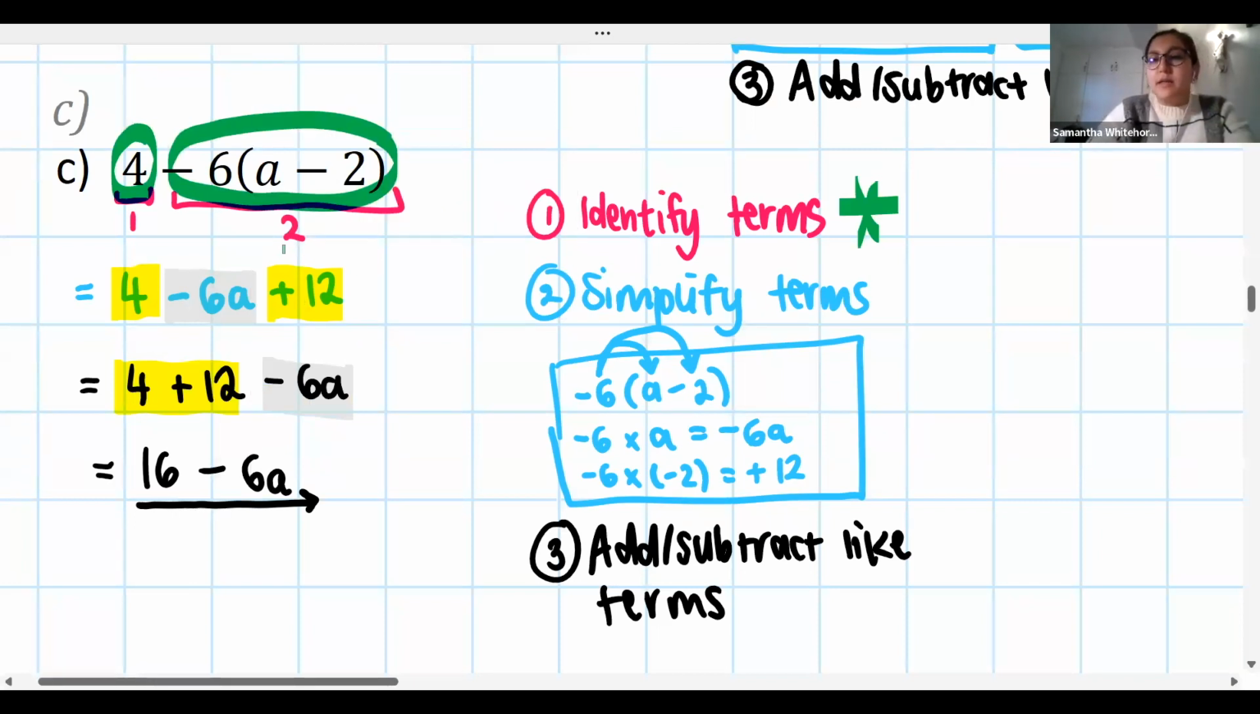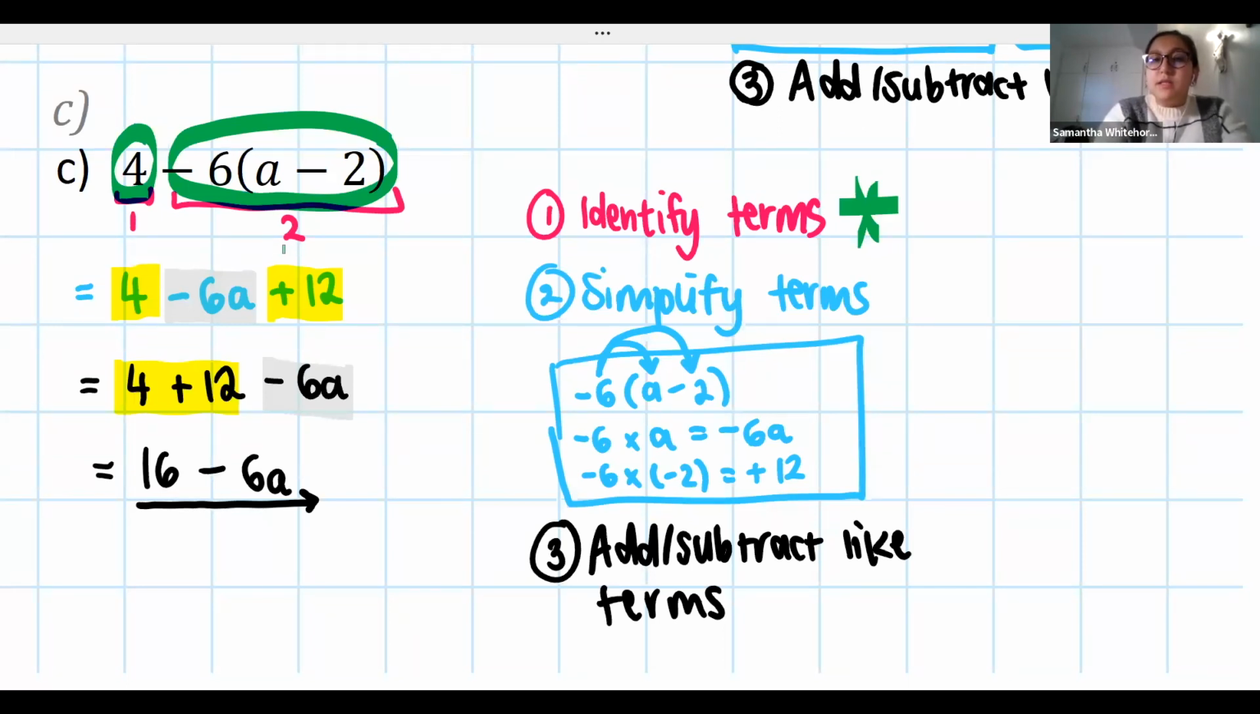-6 times the bracket is a term by itself. Please listen, I'm explaining. So just hang on questions. No questions right now. Listen to what I'm saying. We have got 2 terms. Term 1 is 4 by itself. Term 2 is -6 times the bracket.